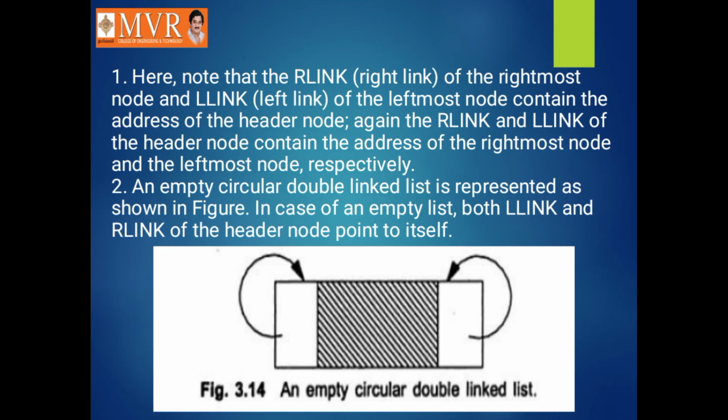Okay. An empty circular double linked list is represented as shown in the figure. Here is an empty circular double linked list, and the node is the header node. Since we know that the header node does not contain any data part, it only contains the link part. Since only one node is present here, the link is pointing towards itself only, and a loop is made. Okay, this is an empty circular double linked list.